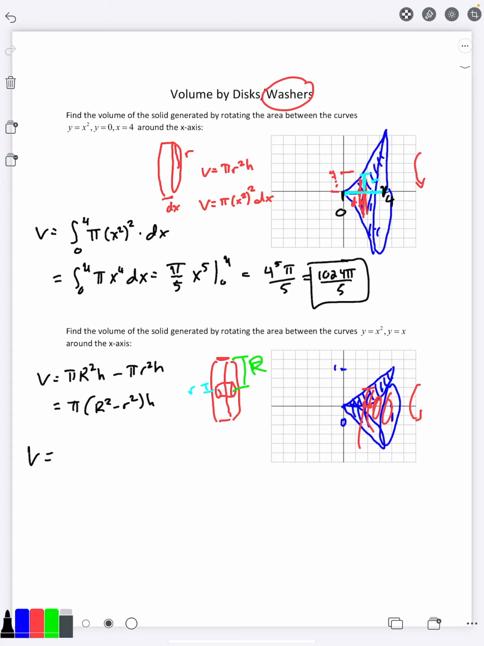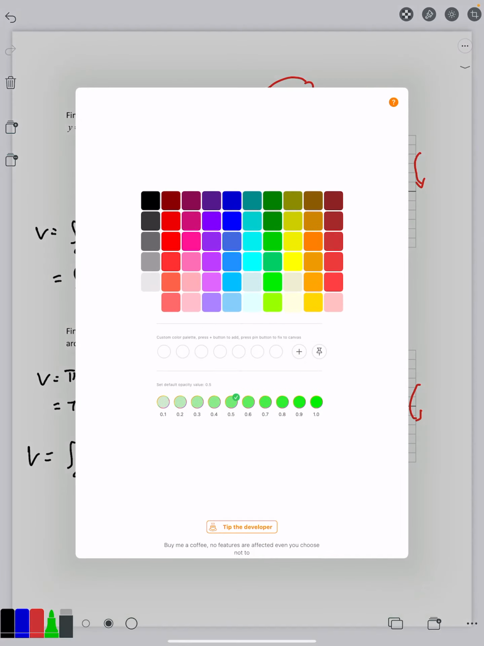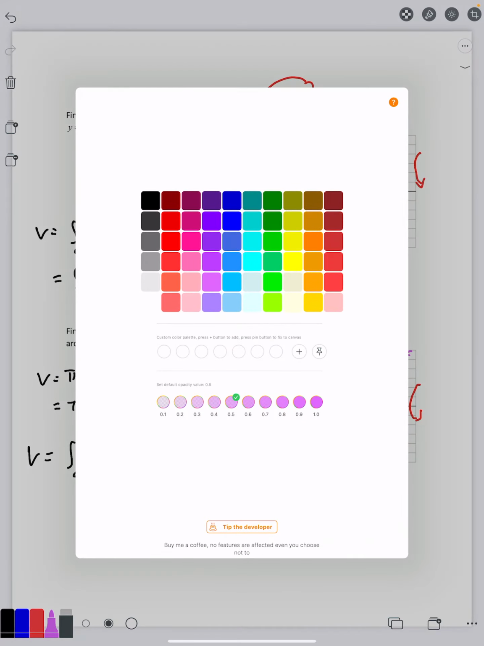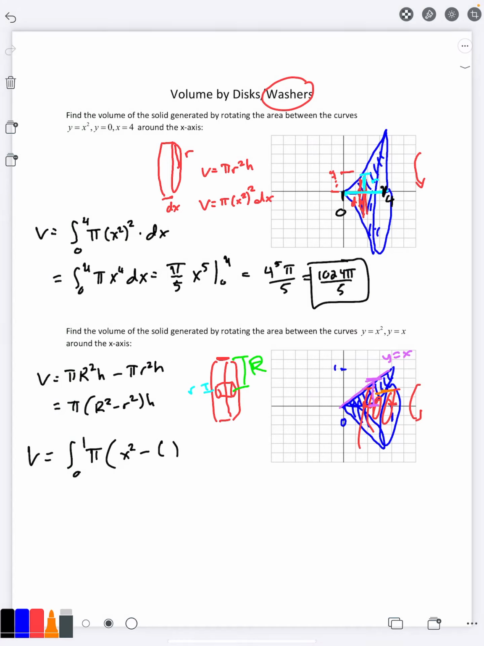And so in terms of an integral, it's going to be the integral from 0 to 1, because that's where our two graphs intersect each other. Pi, then the big radius, maybe in purple. The big radius is the further one out. That's the y equal to x graph, so that's going to be just x, squared. And then the little radius is the inner part, and maybe I'll use a different color for that one. How about orange? It doesn't look that much better. But the inner radius here is based on the lower function, which is x squared, and then squared there.